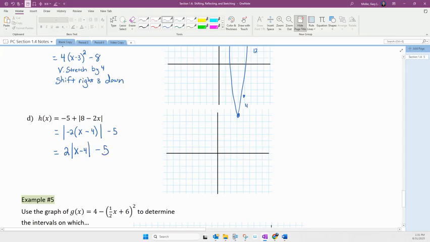So this is a v that's shifting over to positive 4, down 5. 1, 2, 3, 4, 5. And then my v, instead of being slopes of 1, are now going to be slopes of 2. And there we go.